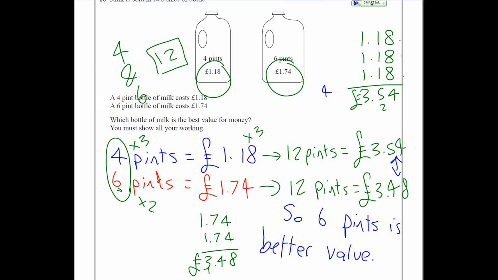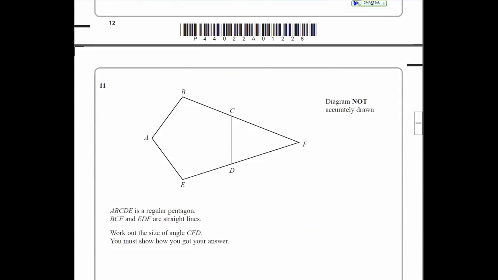Okay. Right, moving on. Let's clear that off to question 11.